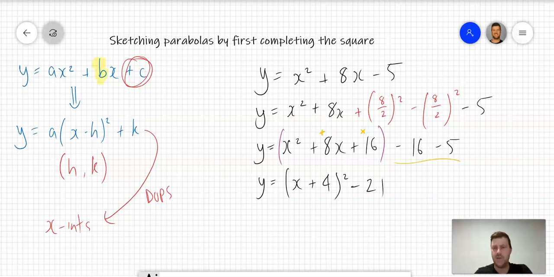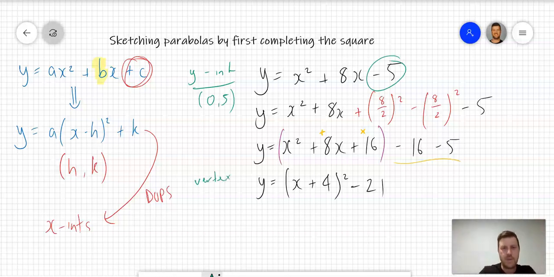We've actually got the coordinates of the vertex. In fact, let's start writing stuff down here. Let's use green. So I know that the y-intercept is (0, minus 5), reading that straight from the standard form. My vertex is now (minus 4, minus 21). Okay, they're the coordinates of the vertex.